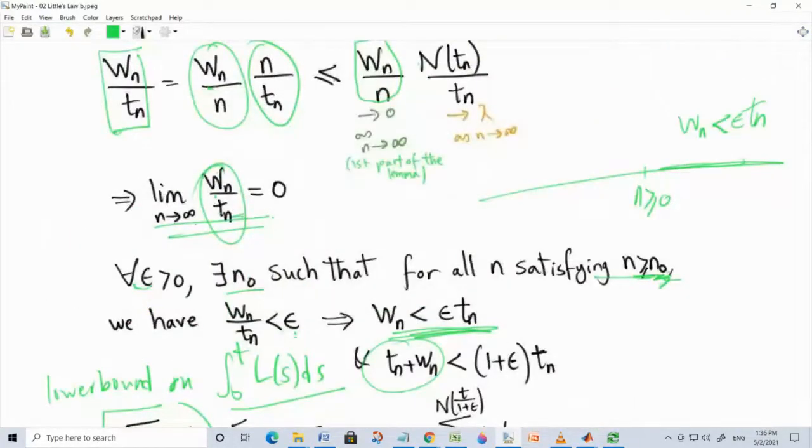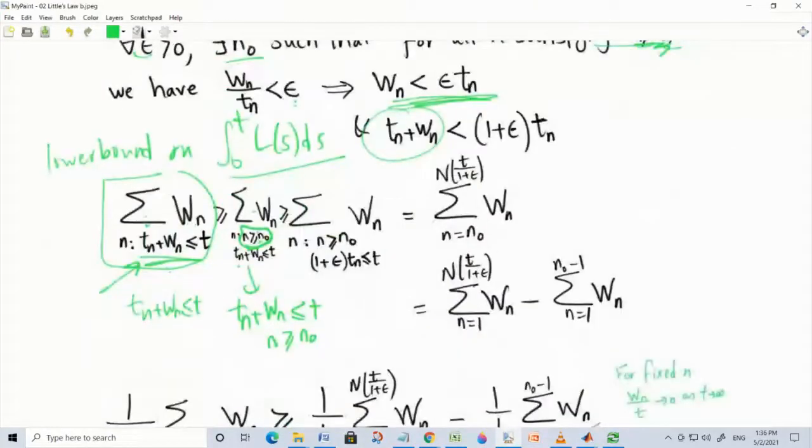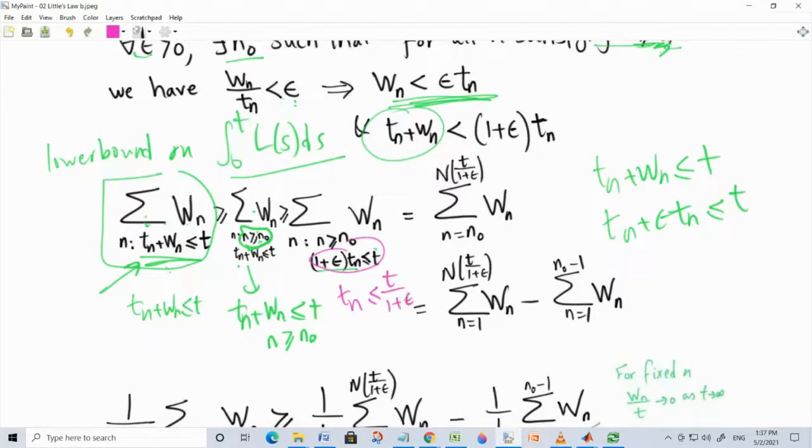by basically this limit statement here, I can replace my inequality. Rather than writing it as tn plus wn is less than or equal to t, I will write it as tn plus epsilon tn is less than or equal to t, and so we can take one tn as a common factor. And now we have basically this. We have a summation, n is greater than or equal to n0, and now we stop counting, okay? So I can rewrite this thing also as tn less than or equal to t over 1 plus epsilon.